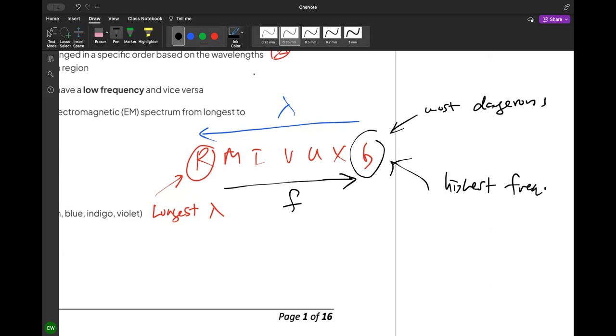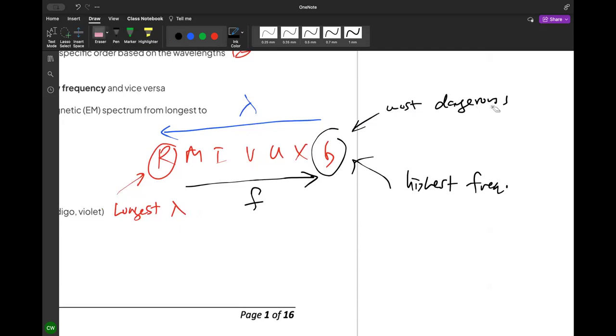Why is it dangerous? Do you know why it is dangerous? Because it has very high energy. Most dangerous because high energy. Okay, the most destructive one, gamma ray.